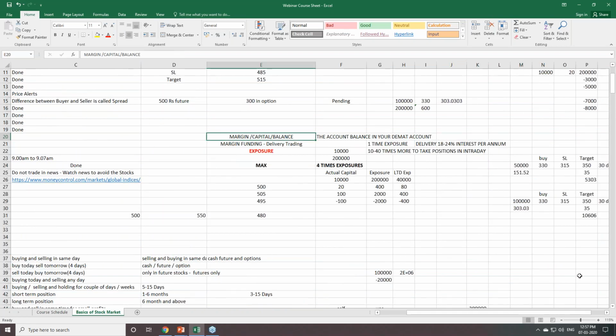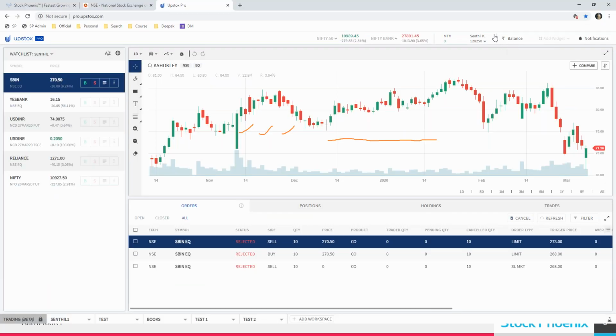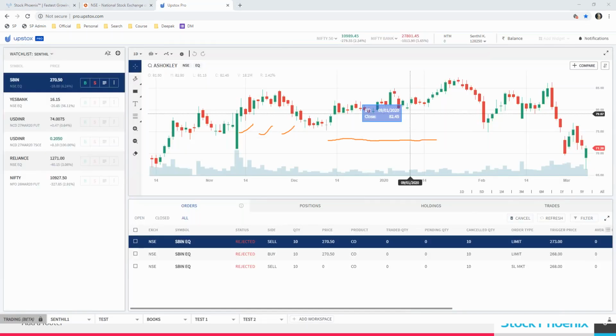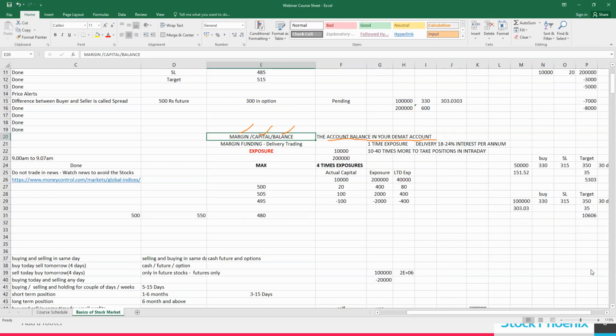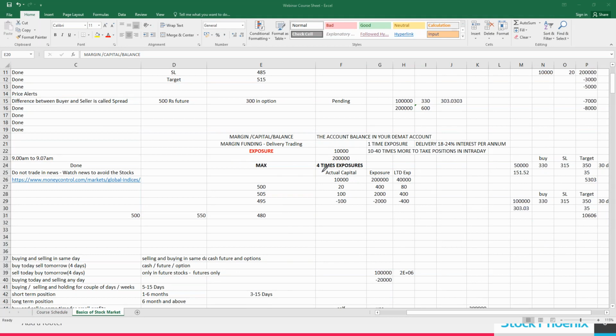Margin in the sense, the actual capital, the balance in your trading account. The account balance in your demat account is called margin. That means, if someone asks me what is your capital or what is your margin, my margin is 1,37,040 rupees, my present capital. This is called margin or capital or balance, which is actually there in your demat account. You may have 10 lakh rupees in your bank, but that is not considered because you have that for a different purpose. So what is the allocated amount for trading, which is actually there in your demat account? That is called your capital or margin or balance.